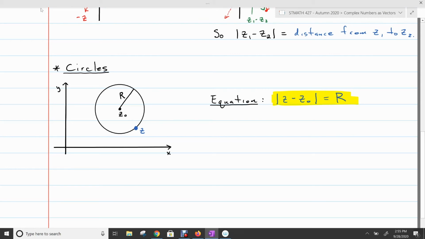What we find in the complex plane is that a lot of phenomena that we've modeled with equations and functions, say in calculus class or something like that, become simpler when they're expressed in terms of complex numbers.